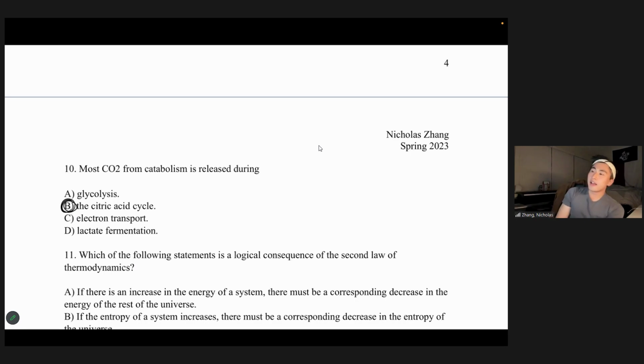Cool. So most CO2 from catabolism is released during the citric acid cycle. If you know the entire cellular respiration pathway, which is for the most part a catabolic pathway, you know that we also release one CO2 during pyruvate oxidation, given one pyruvate. But given one acetyl-CoA, which derives from one pyruvate during that pyruvate oxidation, we know that one acetyl-CoA yields two CO2 per cycle of the TCA cycle, or the citric acid cycle.